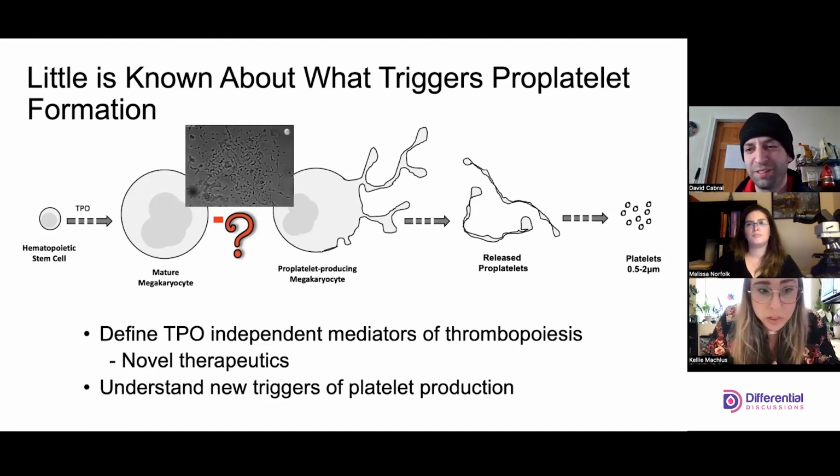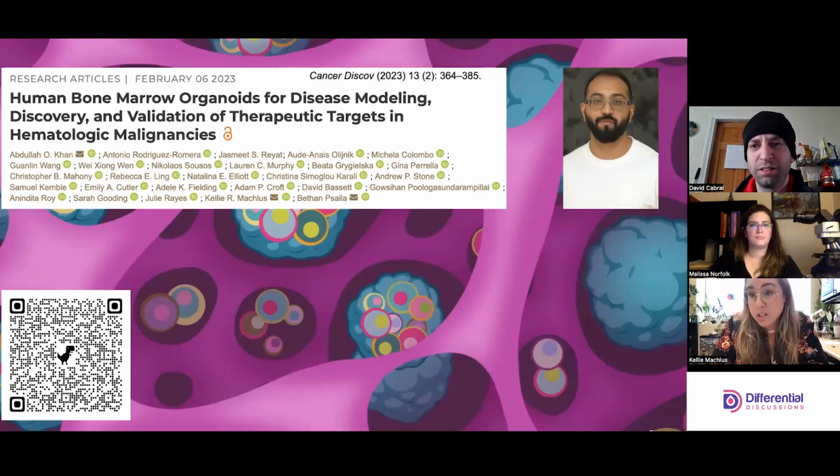So I just thought it would be fun to end with something really cool. This was published in February, so really recently. And it was really driven by this student, the first author, Abdullah Khan Abs. He's brilliant. And he created this human bone marrow organoid. So it was the first human bone marrow organoid, derived from induced pluripotent stem cells.